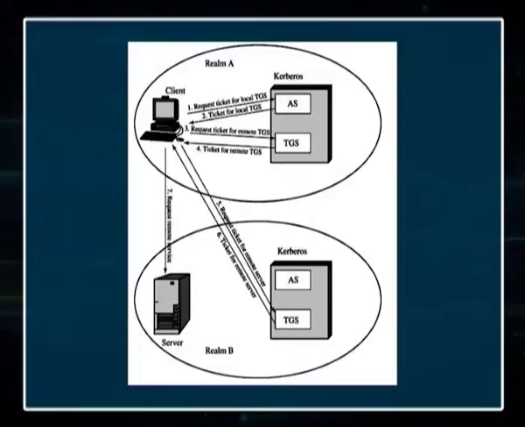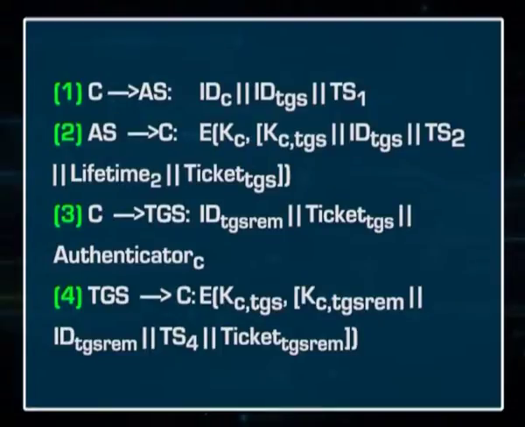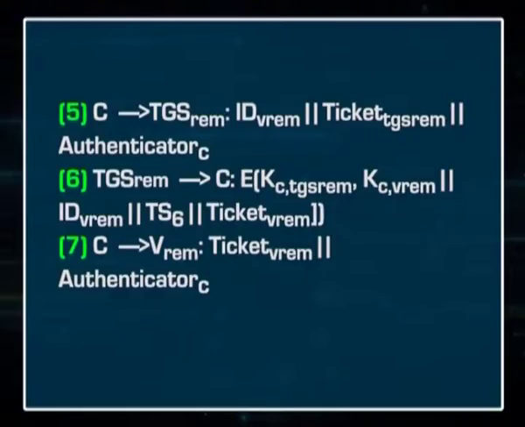A user wishing service on a server in another realm needs a ticket for that server. The user's client follows the usual procedure to gain access to the local TGS and then requests a ticket granting ticket for a remote TGS, that is, a TGS in another realm. The client can then apply to the remote TGS for a service granting ticket for the desired server in the realm of the remote TGS. The authentication dialog is as shown on the screen.